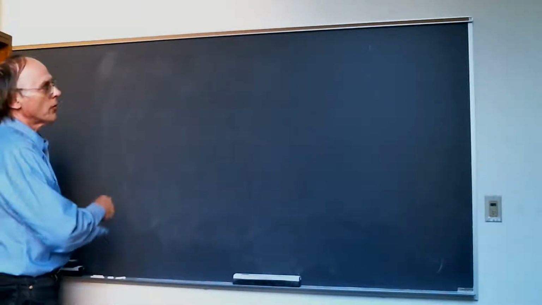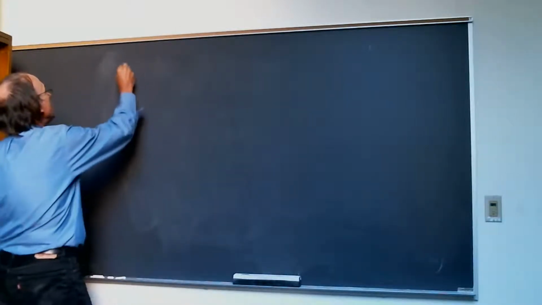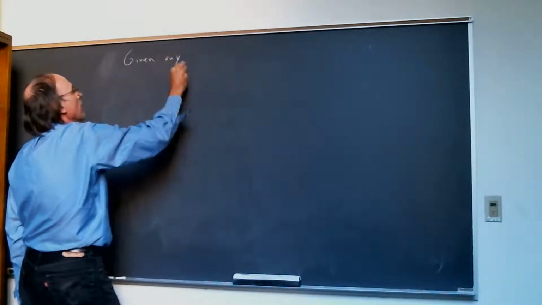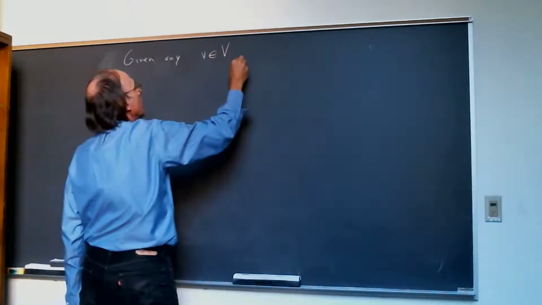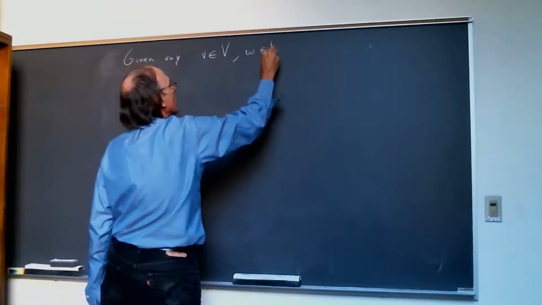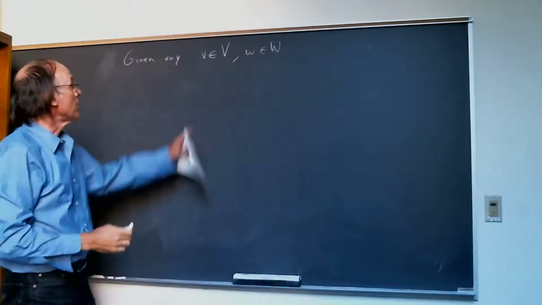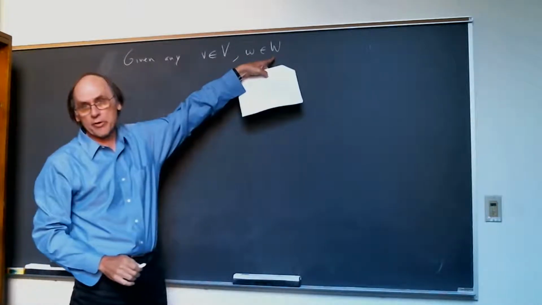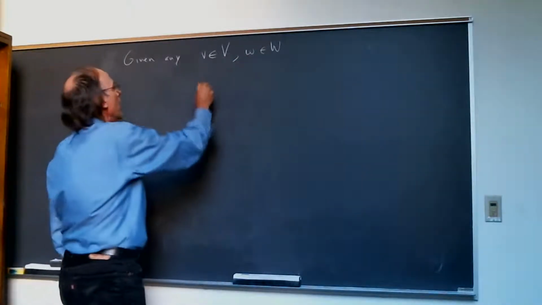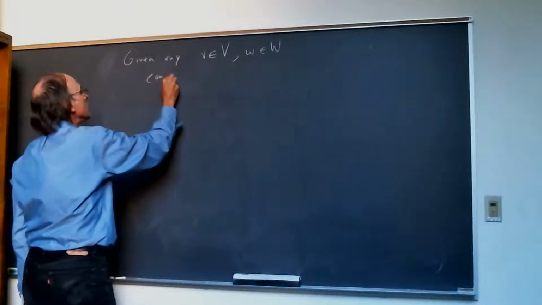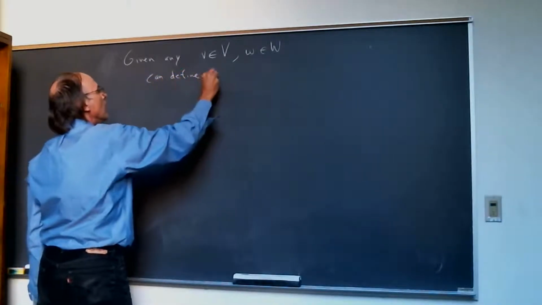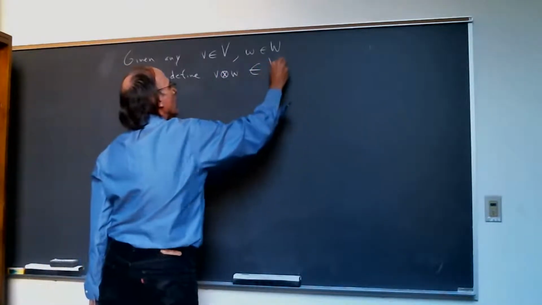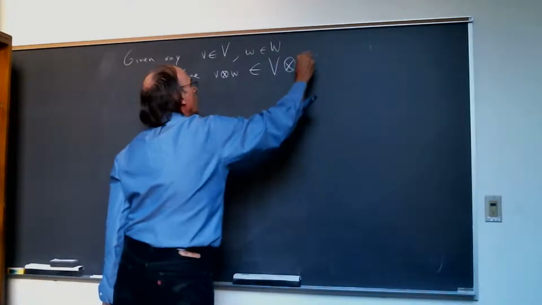Okay. So what you want to do is, given any V and W, you can write this thing out with respect to the basis, this thing out with respect to the basis, and then you can define the tensor V tensor W, the tensor product.